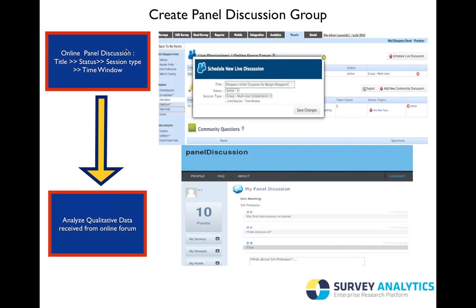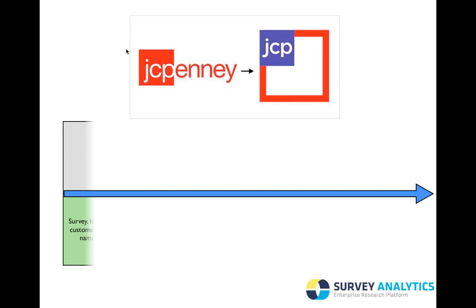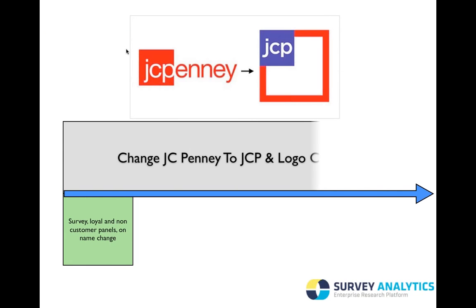So let's look at how to create a panel discussion in your group. This is already included with the panel. What you do is go to the panel tab and click on panel discussion on the left hand side, and set up a title, status, session type, and a time window. So you can say this will be on Monday the 30th, or May 31st, and it's going to go from May 31st to June 1st.